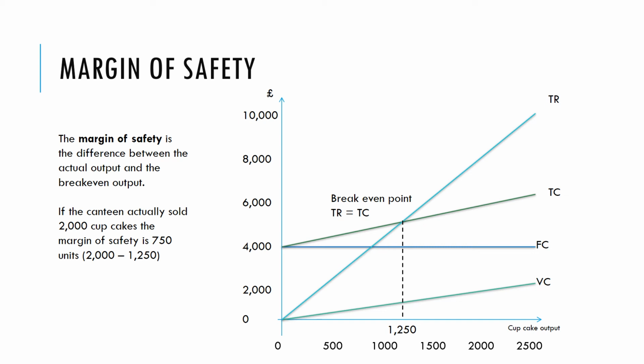So again, on our diagram, if we know that we've actually sold 2,000 cupcakes, the gap between what we've actually sold and the break-even output, the margin of safety, would be 750, the difference between the actual output and the break-even output.